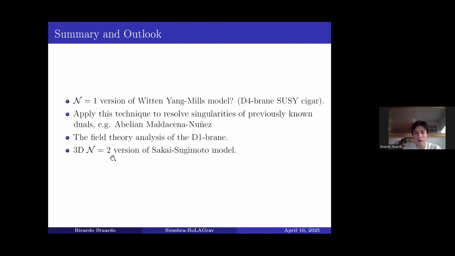And something that for sure you can do, guaranteed, but we're not doing, is a 3D N=2 version of the Sakai-Sugimoto model. That is, you take this background that I just showed, the deformation of AdS5 times S5, and you put probe D7 branes that will act as flavors. So that is what it means, Sakai-Sugimoto model. And that's everything. Thank you.